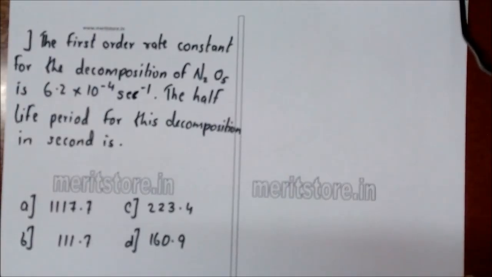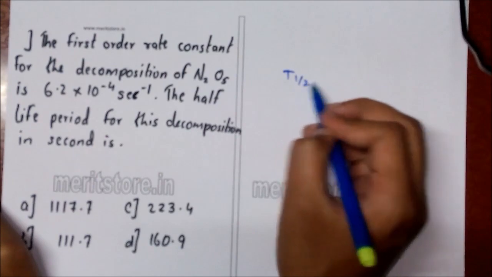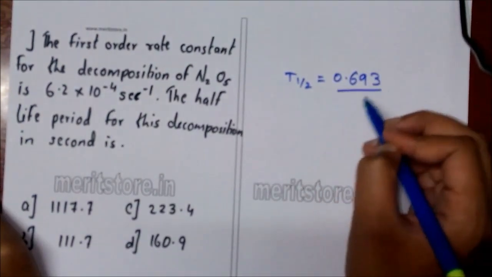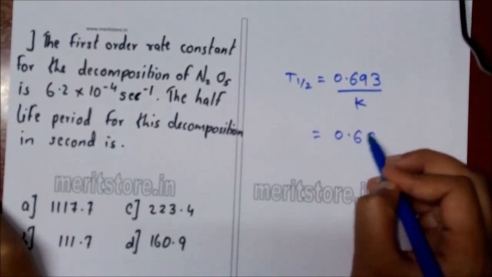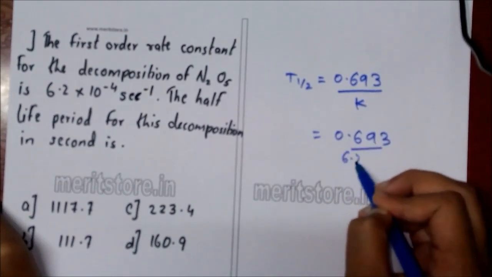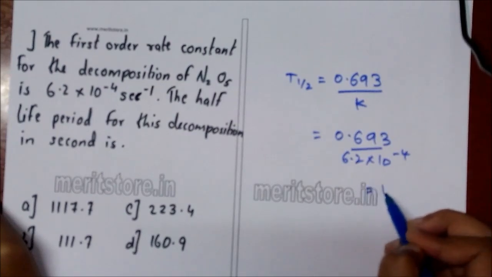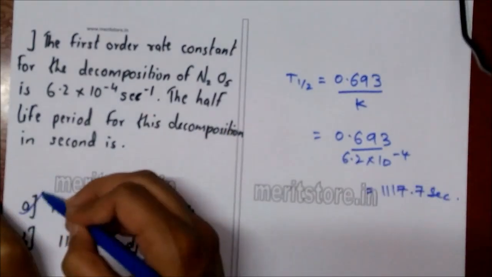The first order rate constant for decomposition of N2O5 is 6.2 into 10 raised to minus 4 per second. The half period for the decomposition in seconds is: T half is the half life, which for a first order reaction is 0.693 upon K. So the rate constant K is equal to 6.2 into 10 raised to minus 4. On solving this, we get 1117.7 seconds. So option A is the correct answer.